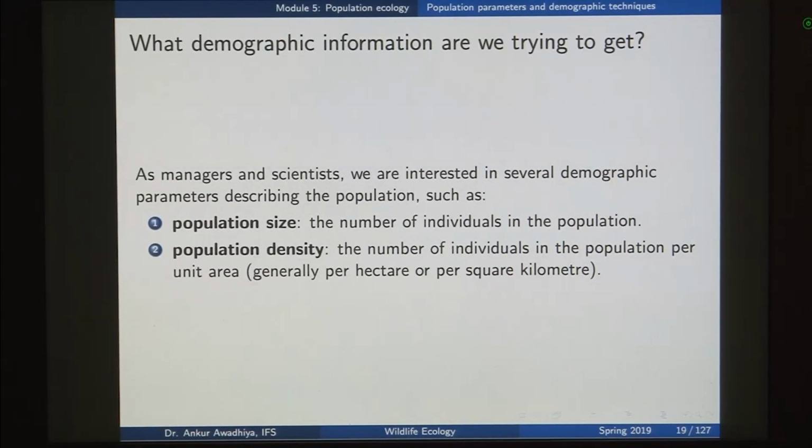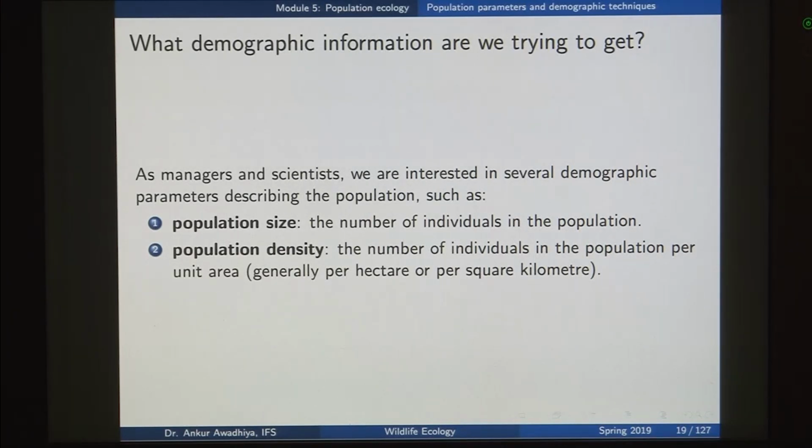So, when we are talking about a population, what are the population parameters, what are the demographic information that we are trying to assess in this study? So, we require a number of parameters. The first one is the population size. Population size is the number of individuals in a population. So, when we say that Panna Tiger Reserve has say 35 tigers, what we are referring to is the population size that we have of tigers in the Panna Tiger Reserve.